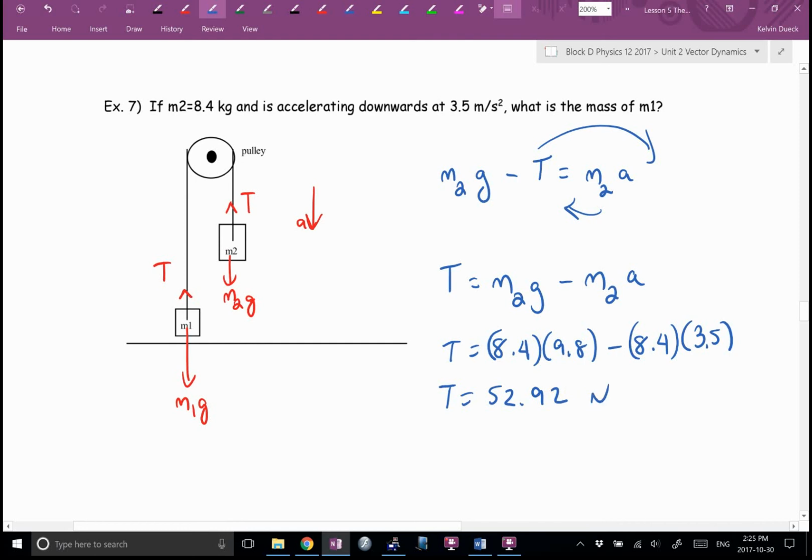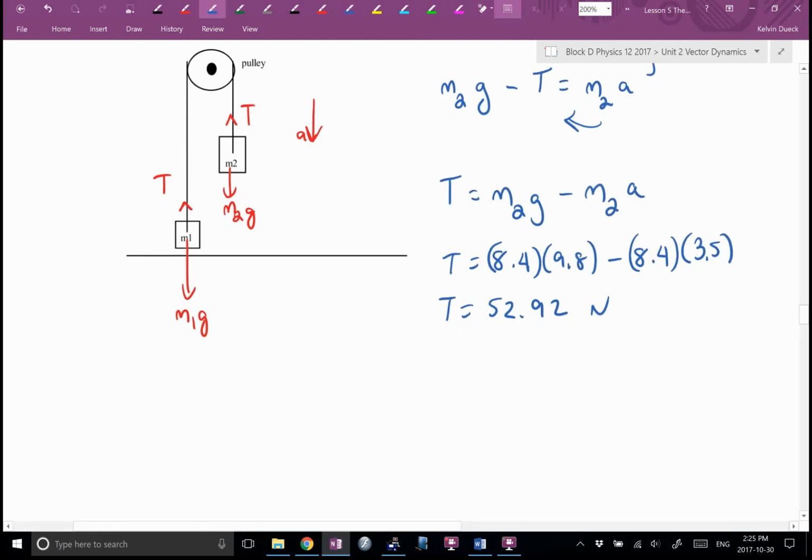Since this is not my final answer and I'm going to use this, I'll carry all the extra sig figs. Now we're going to write an equation for mass 1. Which way is mass 1 accelerating if mass 2 is accelerating down? Up. So who's winning? Yes, tension is winning. So what's my equation going to be for mass 1? Tension minus m1g equals m1a. What are we trying to find here? Mass 1. How many m1s do I have in this equation? 2. How many would I prefer?